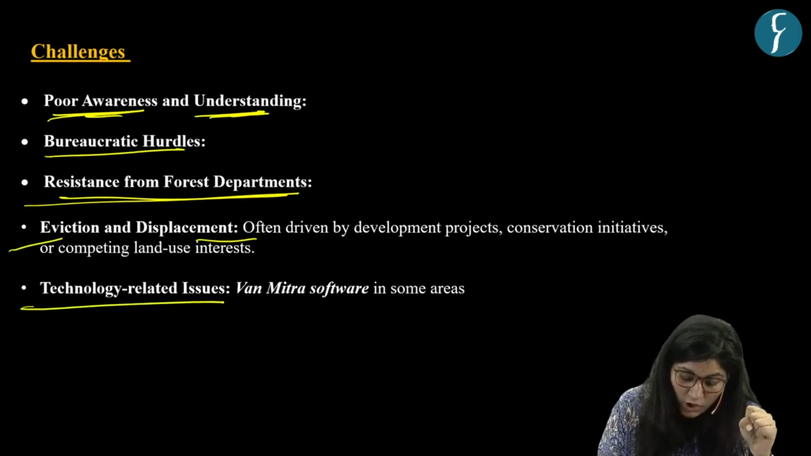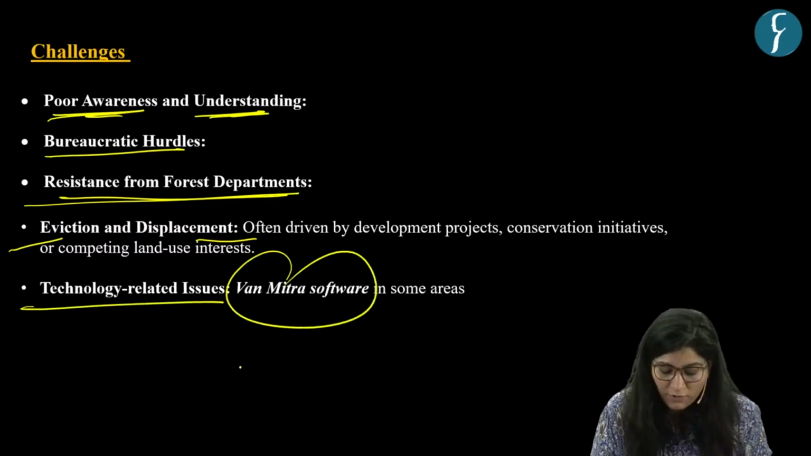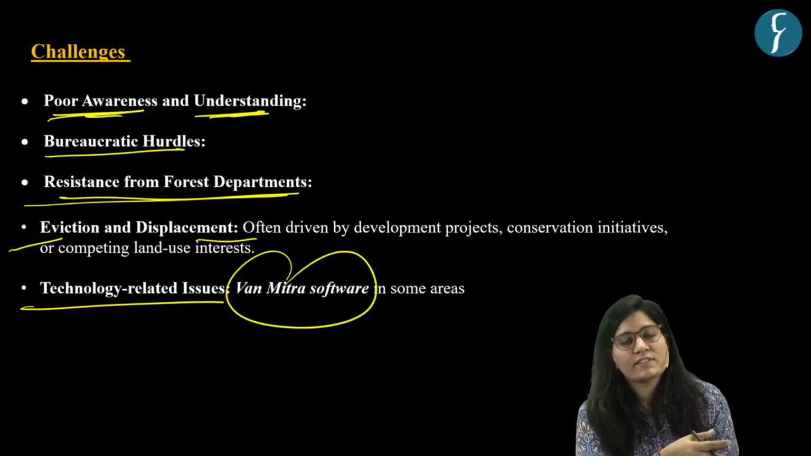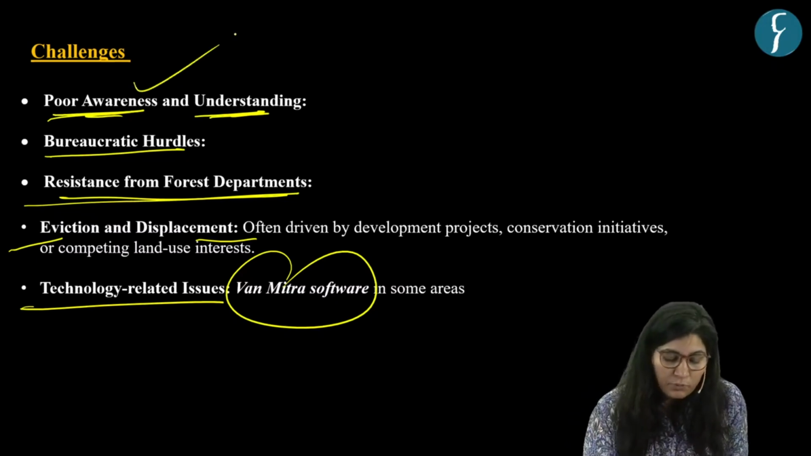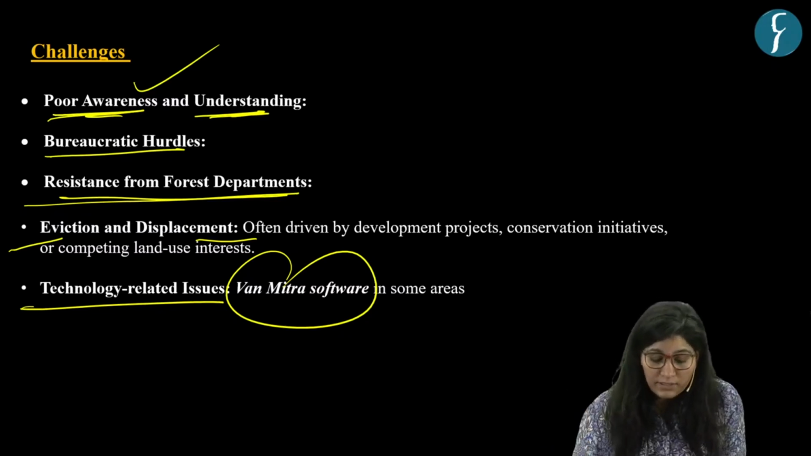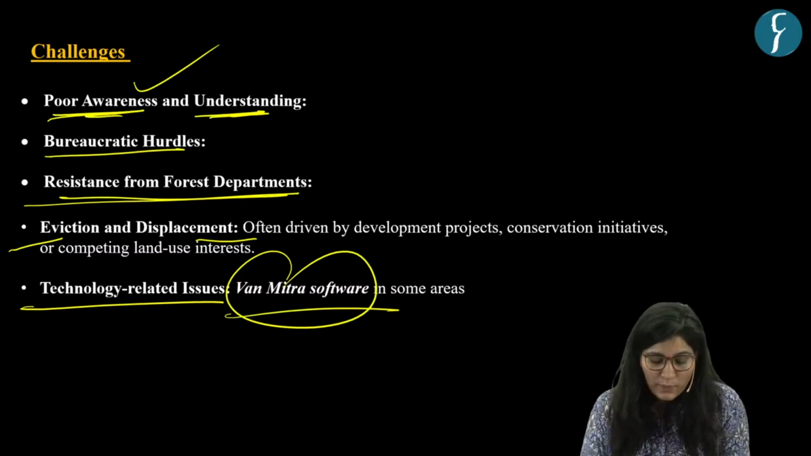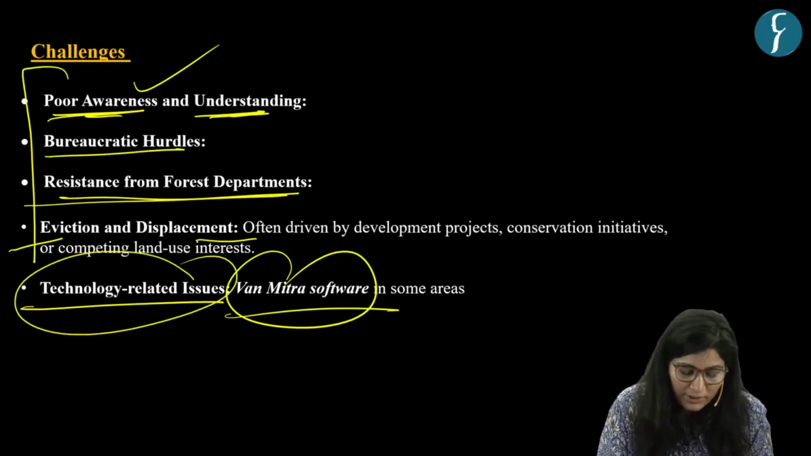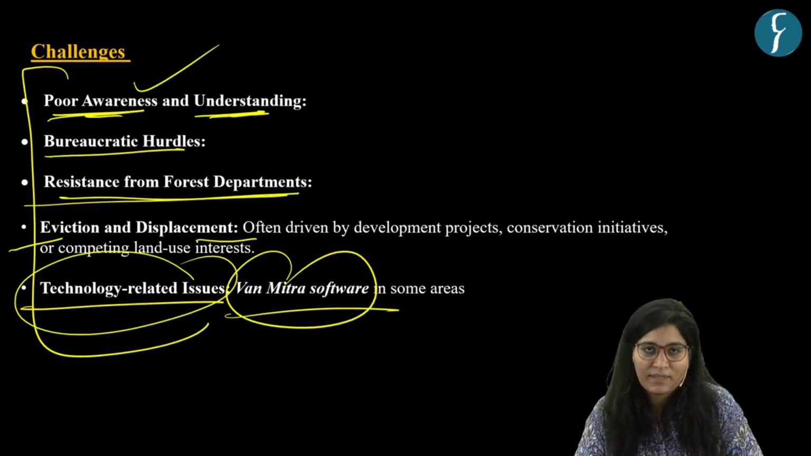Then we have technology related issue. See, for verification they launched one Mitra software, and now these regions are obviously facing the issue of poor connectivity. Plus just now we have seen that there is poor awareness and understanding. Then how will they claim right, even if you bring up software like One Mitra software, it is not serving their need in that way. So they face issues like technology related issue. So these are the important challenges with respect to Forest Right Act 2006.